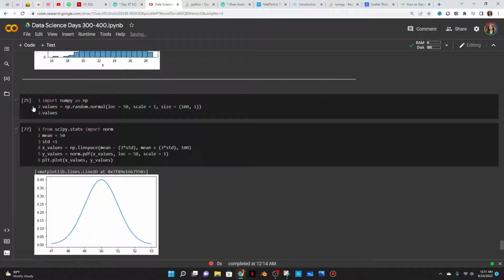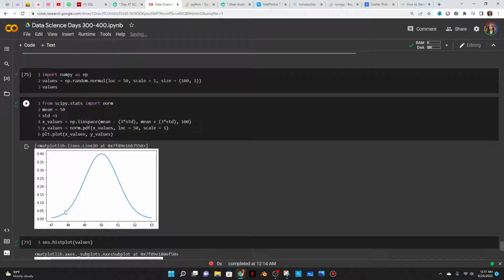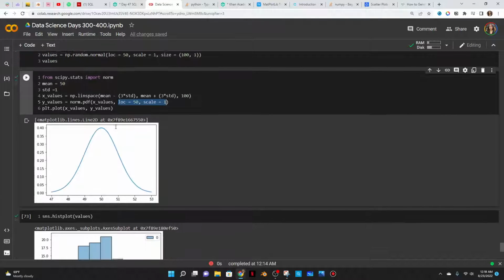Okay, so essentially over here, I am creating a normal distribution and I'm plotting the points, but because the x values start 3 times the standard deviation before the mean and 3 times the standard deviation after the mean and have 100 points in between, the values are in order. And then the probability density function of these values, given that the mean is 50 and the scale is 1, is being calculated to create this normal distribution, given the mean and the standard deviation.